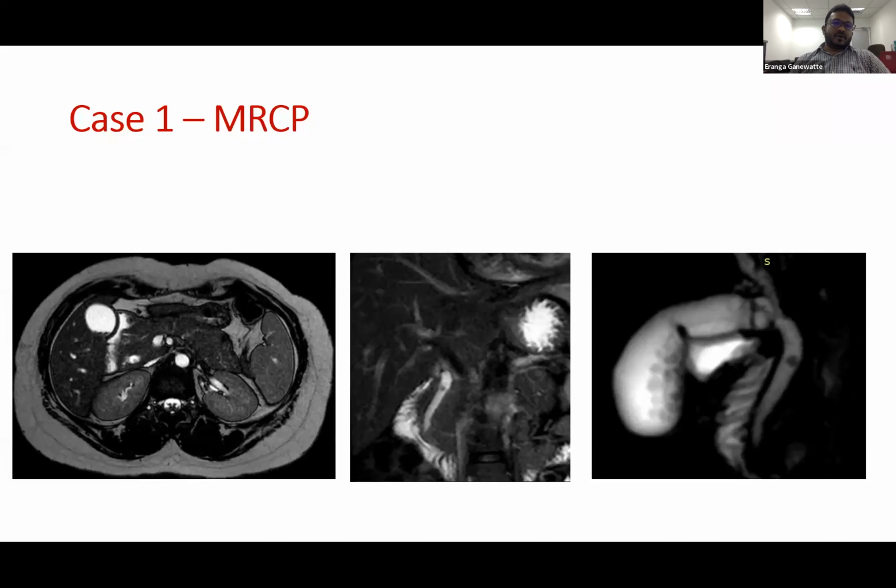So if you need to do very thin T2 images like this, where you can see the dilated CBD, you will see tiny filling defects within the CBD. These are the best images that you can see a calculus, that you won't miss it on.